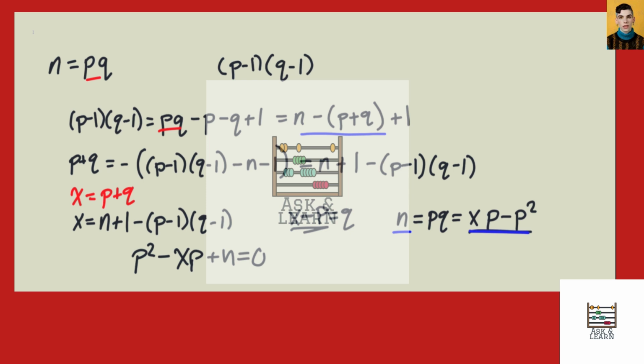And so we can determine the root of p using the quadratic formula to solve this. And then once we know p, we can use the fact that q is equal to n over p to solve for q. And that is how we would find our p and q respectively.